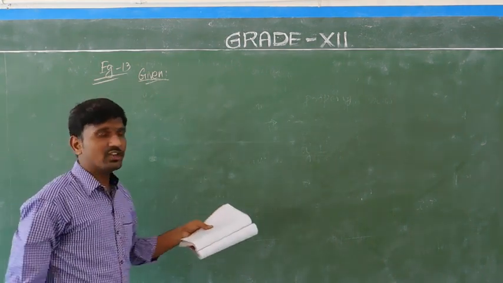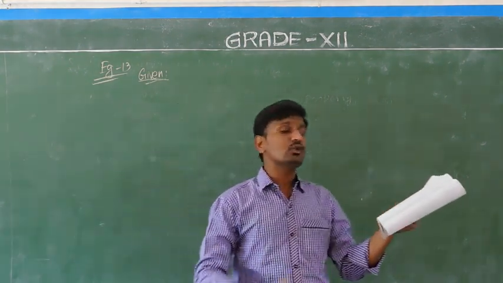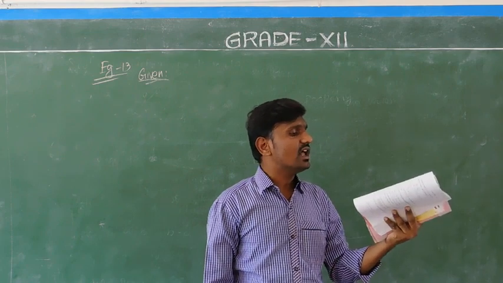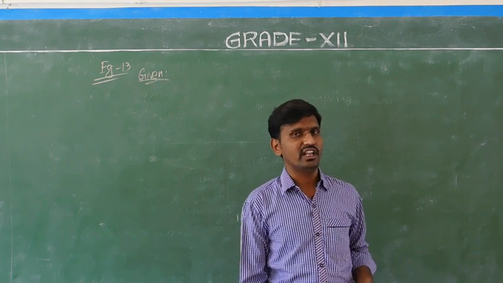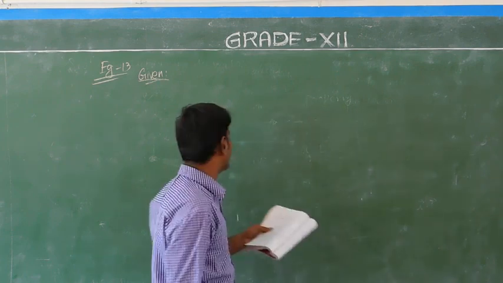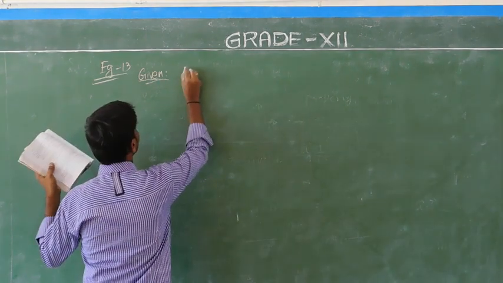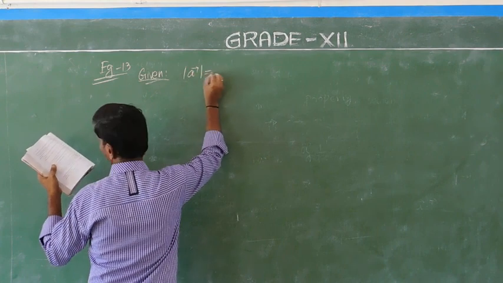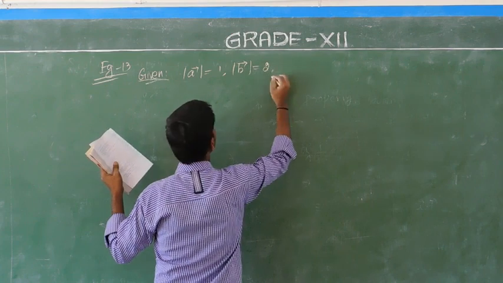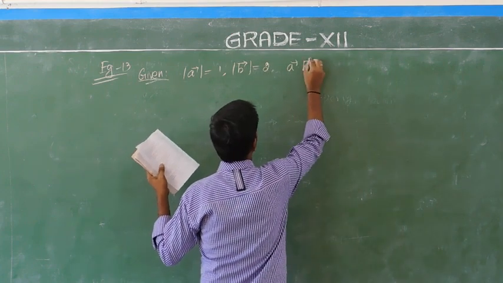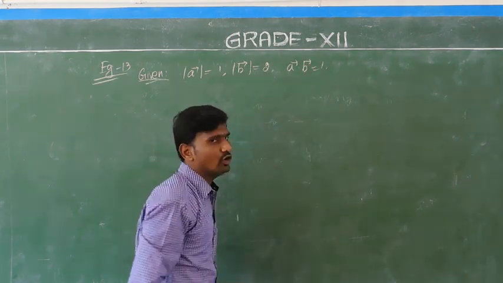See, I read the question. Find the angle between the two vectors a vector and b vector with magnitudes 1 and 2 respectively, when a dot b is equal to 1. Now given magnitude means modulus of a is equal to 1, modulus of b is equal to 2, then a dot b is equal to 1.